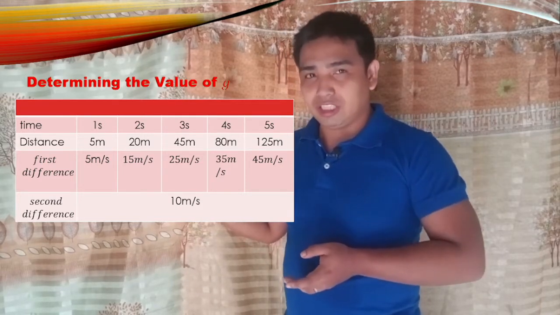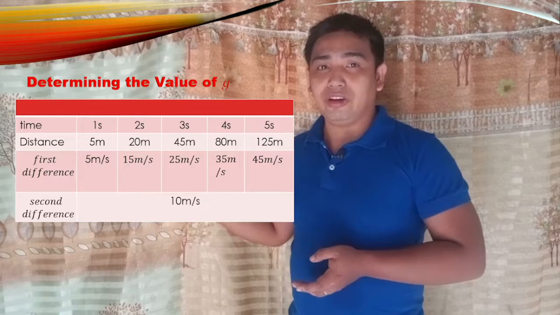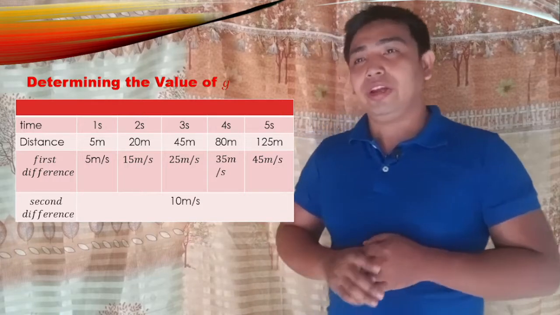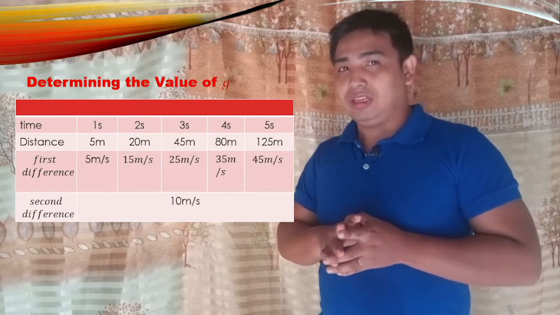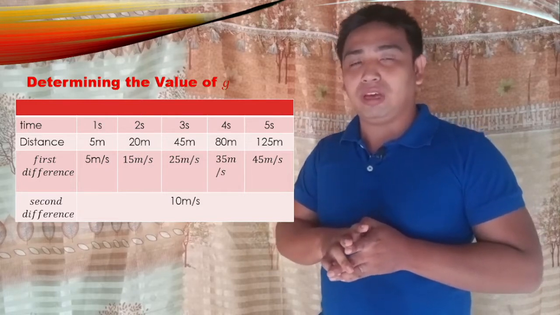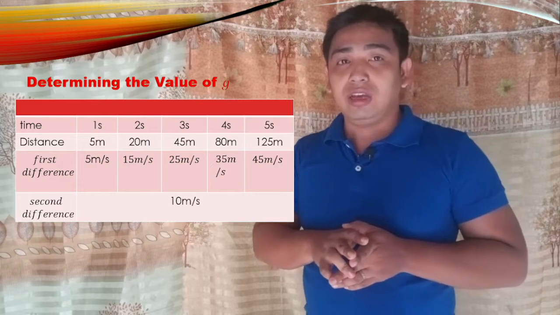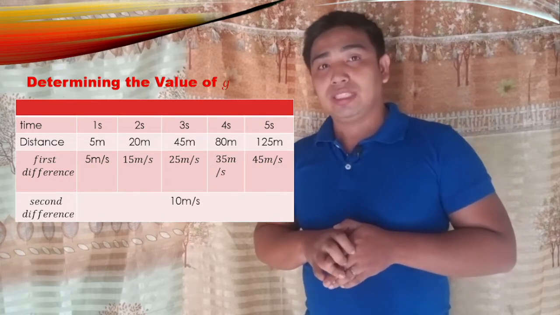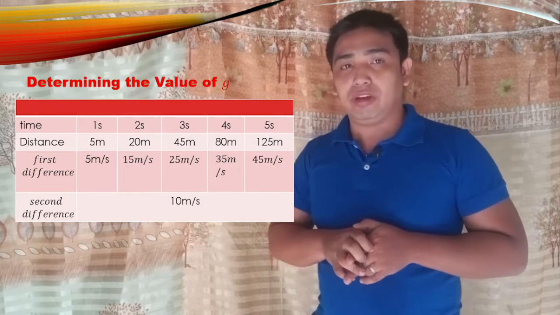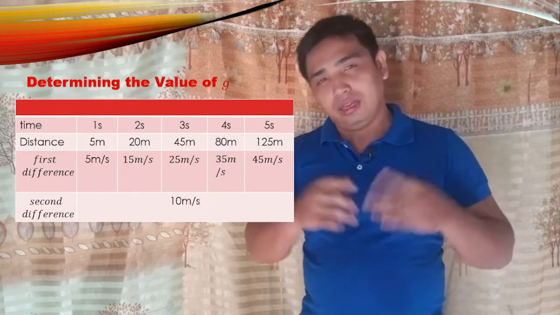But actually 10 meters per second is the value of acceleration due to gravity, so only the unit is wrong. So here we have found out that there is a particular constant which is equivalent, or nearly equivalent, to 10 meters per second. So we're gonna do a little bit of mathematical analysis again to formulate the exact equation using the quadratic equation.